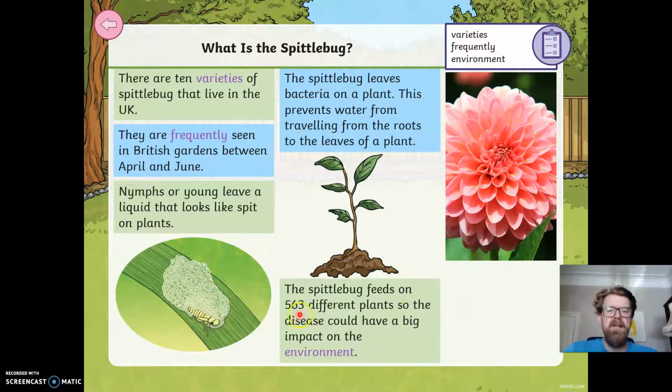So there are 563 different plants that the disease can have a big impact on. And when they say big, a devastating impact on. So it's up to us to see if we can find as many of these as possible. Not that you're going to kill them. Right, let's move on.